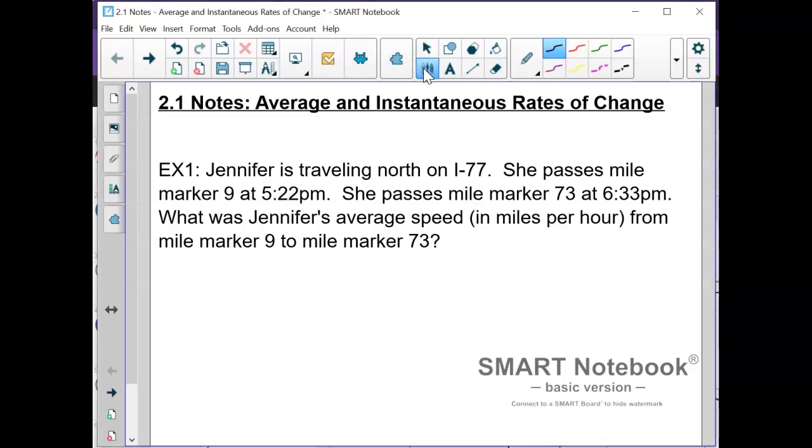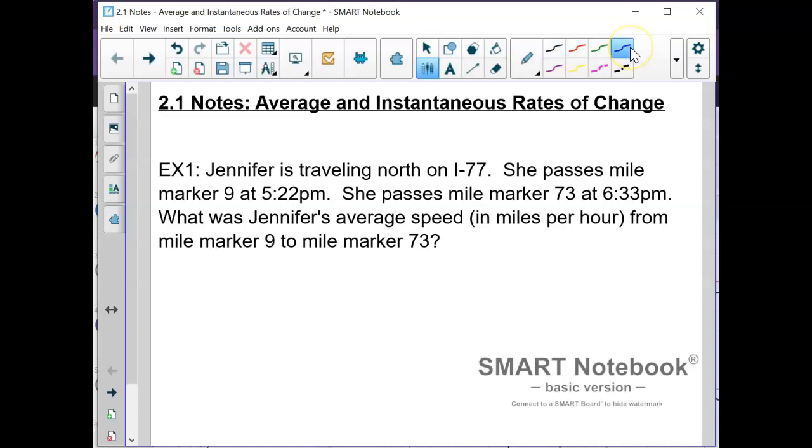So we're going to look at a few average rate of change problems first. And here we have Jennifer. She is traveling north on I-77. She passes mile marker 9, so she's at mile marker 9. She's down around Charlotte at 5:22 p.m. She passes mile marker 73 at 6:33 p.m. What was Jennifer's average speed in miles per hour from mile marker 9 to mile marker 73?